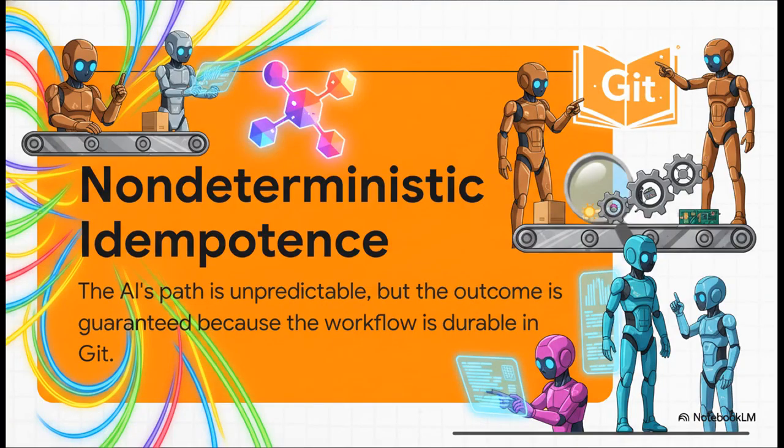This is the key principle that makes all that chaos productive. Non-deterministic idempotence. It's a fancy term, but the idea is actually pretty simple. The exact path an AI takes to solve a problem is totally unpredictable. It's going to be chaotic. But because the task itself, that molecule, is stored durably in Git, the final outcome is guaranteed. Sooner or later, an agent will get it done.